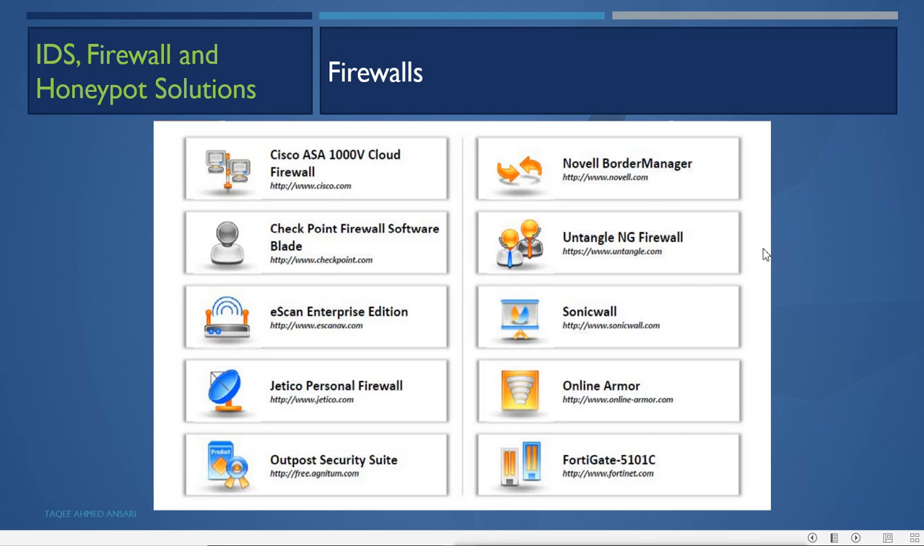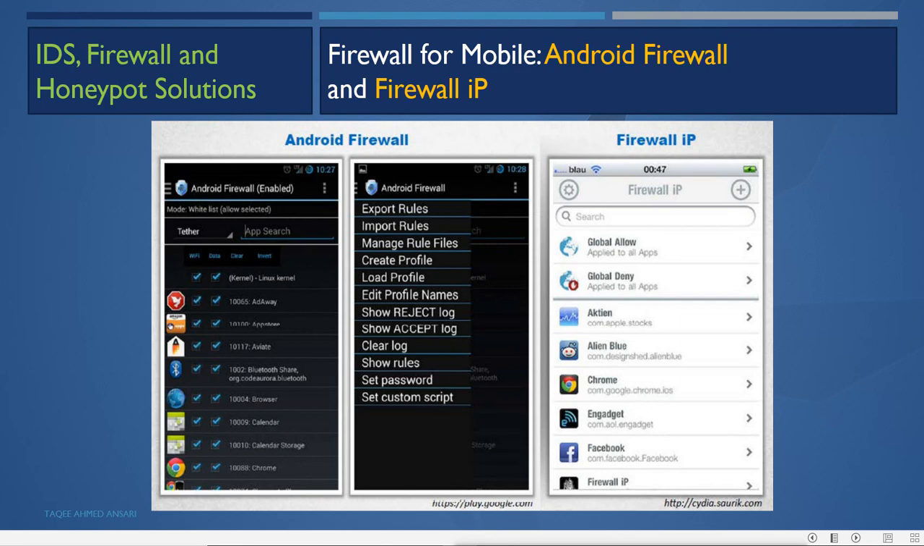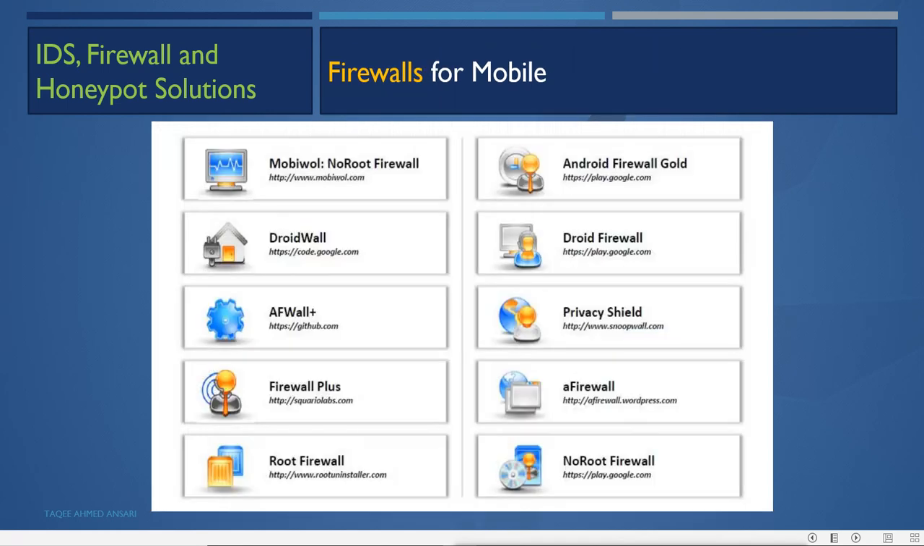Then we have these other firewall tools available which we can use as a firewall. These are all software-based firewalls we can use. We can use some hardware firewalls like Cisco ASA, which is a firewall hardware device. Then we have firewalls for mobile also. We have Android Firewall and Firewall IP. These are available for Android devices, which we can use as a firewall for our mobile devices also. And also we have these other tools for mobile firewall.